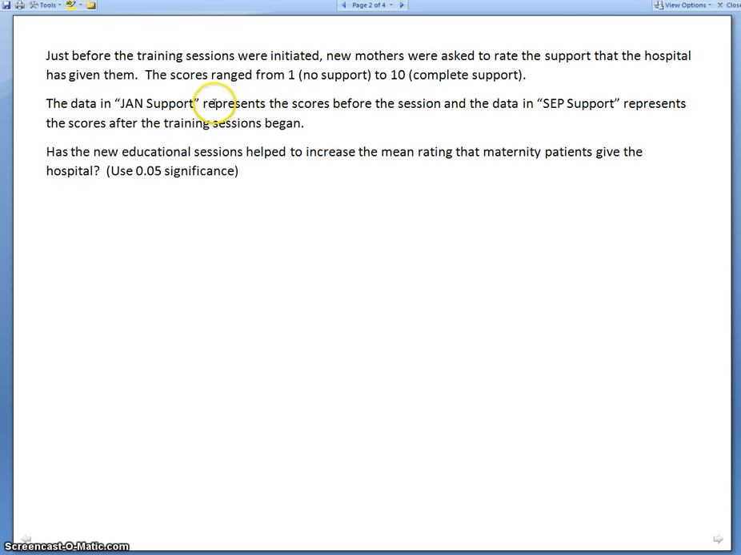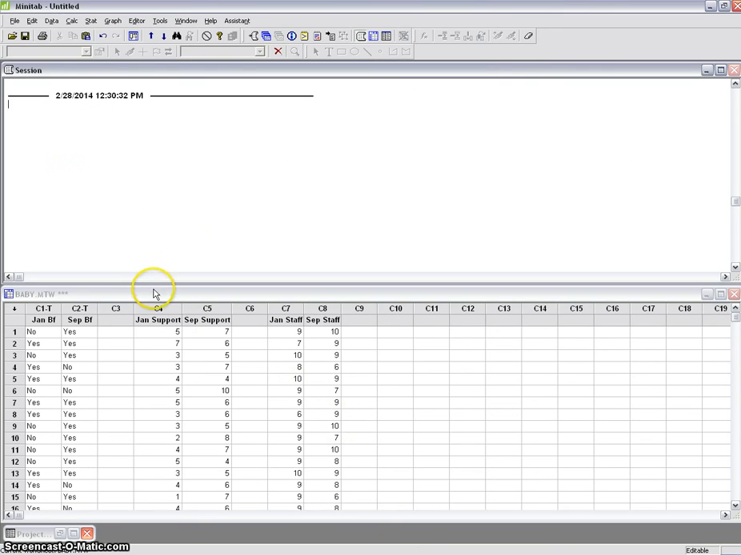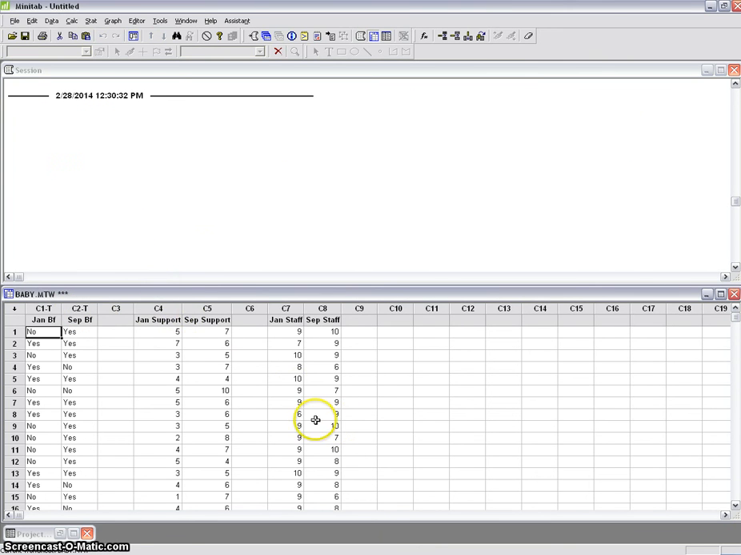And that was in January, right? And then we know the hospital initiated these training sessions for their staff. And then after those training sessions were in place, new mothers were asked to rate the support that they received 1 to 10. And what we want to know is, have these new sessions for staff helped to increase the mean rating that these patients are giving the hospital? So we're looking at the mean rating, and again, this data is found in these columns: January support, September support.